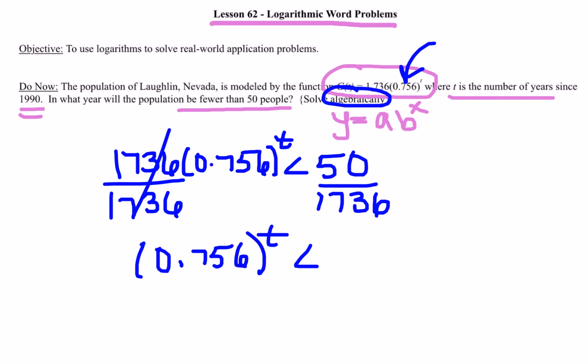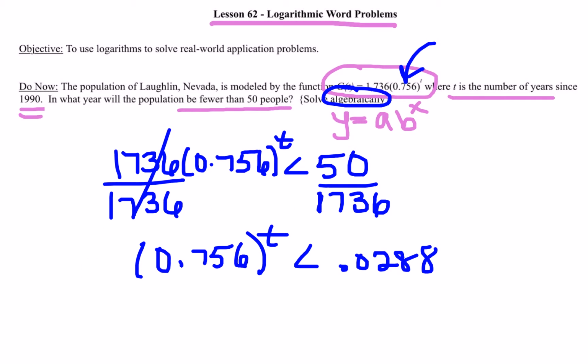And if I divide those out, I'm going to get 0.0288. Okay, so hopefully I did that right. And when you solve for this now, you're going to utilize logs. The reason why we're going to use logs is because if you realize your exponent here has our variable, and I want to bring it down.